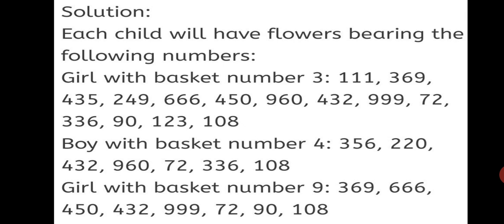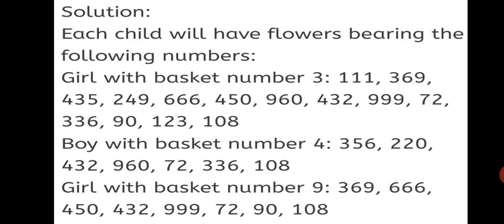So you will have to check each and every tree with that flower. So 356 is next. Add 3 plus 5 is 8. 8 plus 6 is how much? 14. Is 14 divisible by 3? No. So we are not going to write 356 for basket number 3.